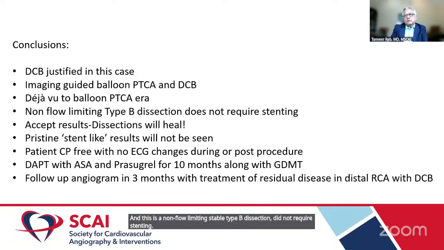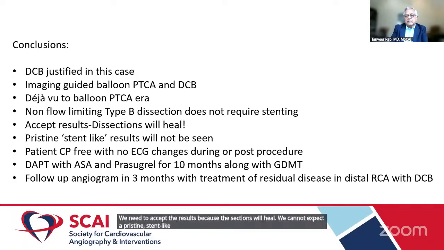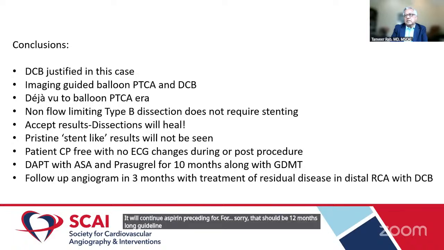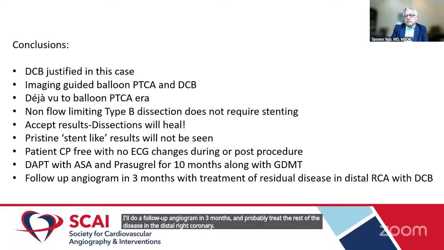We need to accept the results because dissections will heal. We cannot expect a pristine stent-like result. The patient was chest pain free with no ECG changes during or post-procedure. We will continue aspirin and a P2Y12 inhibitor for 12 months, along guideline duration medical therapy, because that's our recommendation for ACS non-stenting. I'll do a follow-up angiogram in 3 months and probably treat the residual disease in the distal right coronary with a drug-coated balloon.